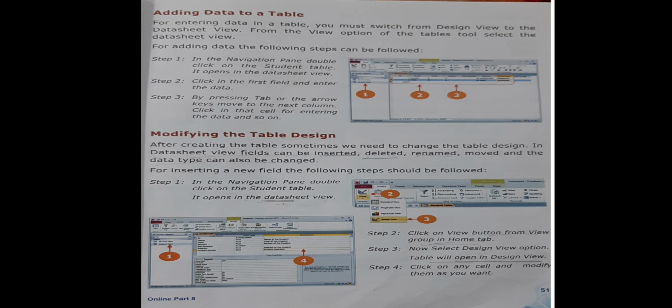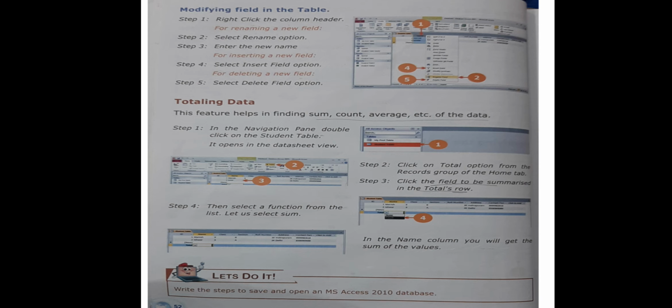You have to first double click on the student table and it opens in datasheet view. Then you have to click on the View button from the Views group in the Home tab. Then from there you have to select the Design View option. The table will open in design view. From there you can click on any cell and modify them as per your need.